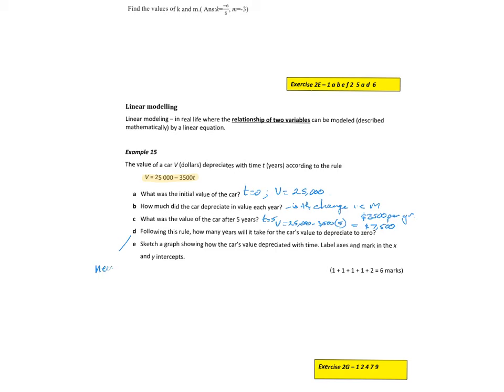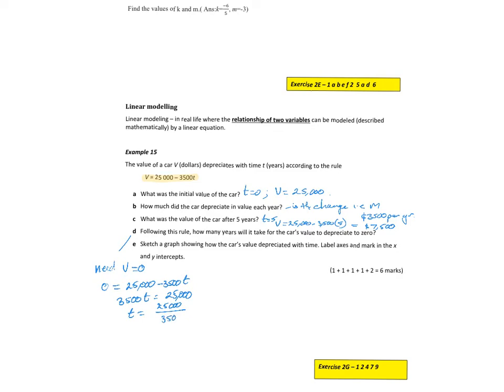Now, after how many years will the car's value depreciate to 0? So we want V equal to 0 here. So that means substituting into the equation, 0 is equal to 25,000 minus 3,500 t. So now we want to rearrange and solve that for t. So let's take 3,500 t across, and then we'll get t is equal to 25,000 over 3,500.